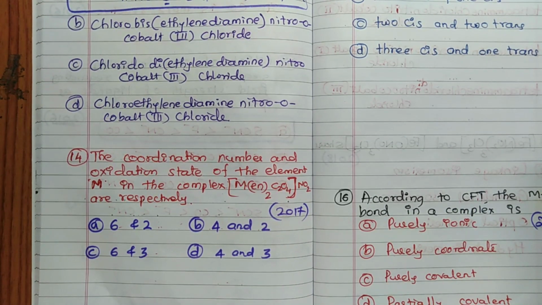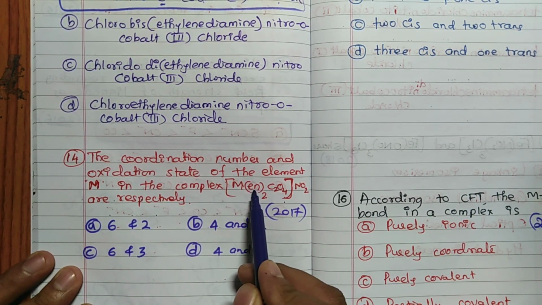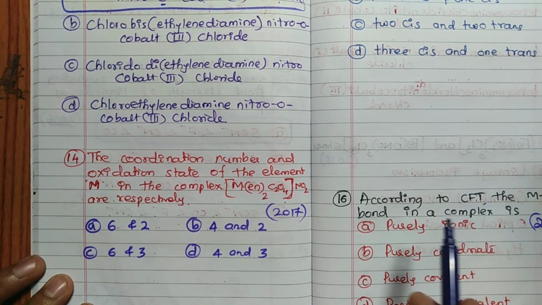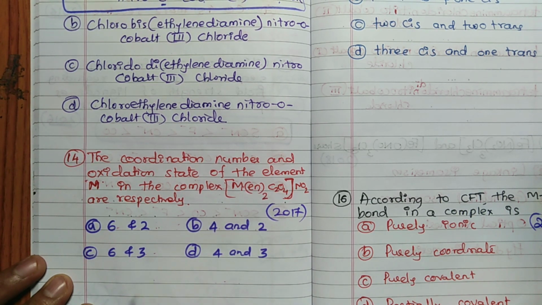And the 14th one: the coordination number and the oxidation state of the element M in the complex. This complex is given. So what is the coordination number? See, en is a didentate ligand, correct? C2O4 is also a didentate ligand. So a total of 3 didentate ligands are there, and you have to multiply by 2. One didentate ligand can form 2 bonds. Coordination number means the number of coordinate bonds formed by the ligands. So en twice means 2 twos are 4, and here 1 two is 2. So 4 plus 2, 6.